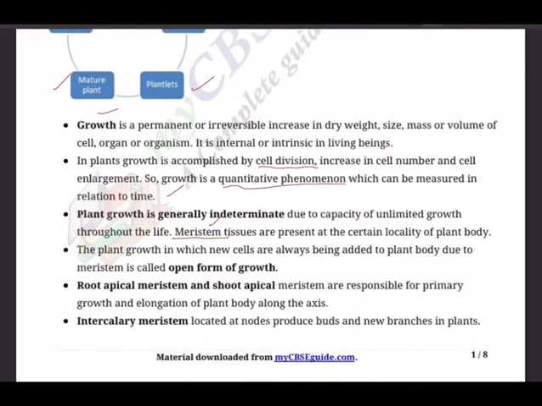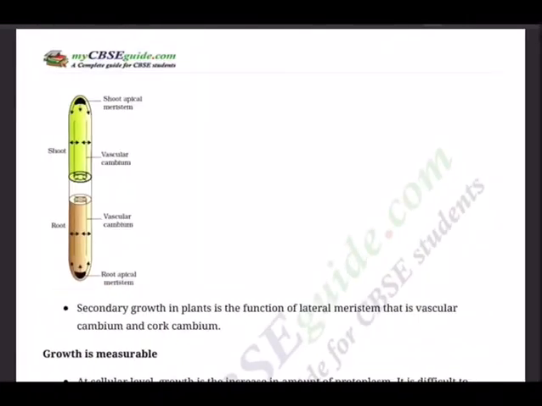The plant growth, in which new cells are always being added to the plant body due to meristem, is called open form of growth. Root apical meristem and shoot apical meristem are responsible for primary growth and elongation of the plant body along the axis. And there is something called intercalary meristem, located at nodes, the vegetative nodes, which produce buds and new branches in plants.